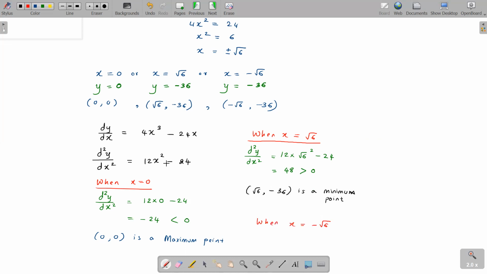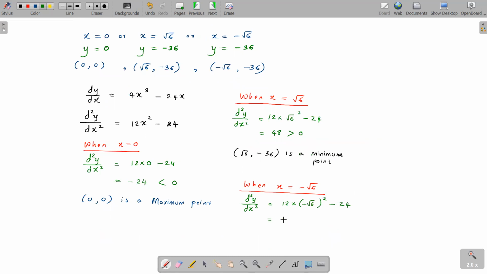And I think we can expect the same result when x is minus root 6, because it's x square here. When minus root 6 is squared, we should definitely get the same answer. So d square y by dx square should be the same, right? Because you put minus root 6 in brackets and square the whole thing, it cannot be different. Root 6 square and negative root 6 square give the same answers. Which means this is again 48.